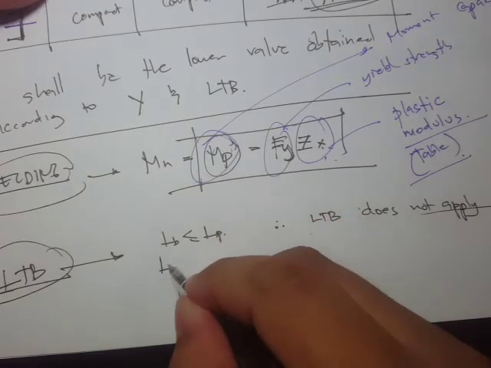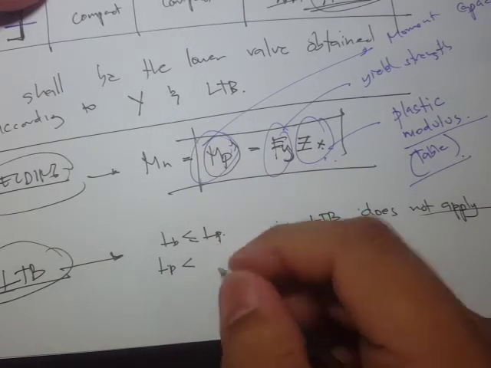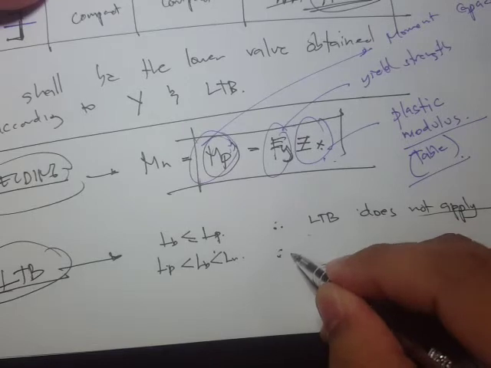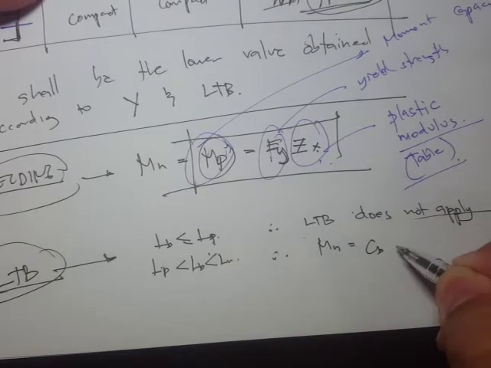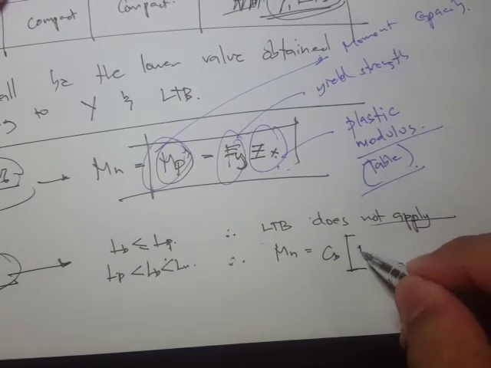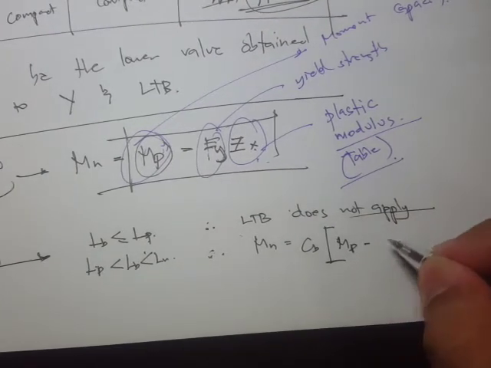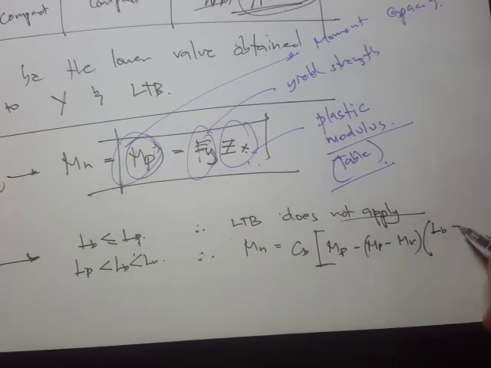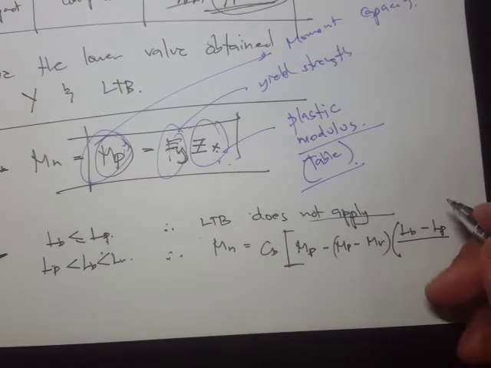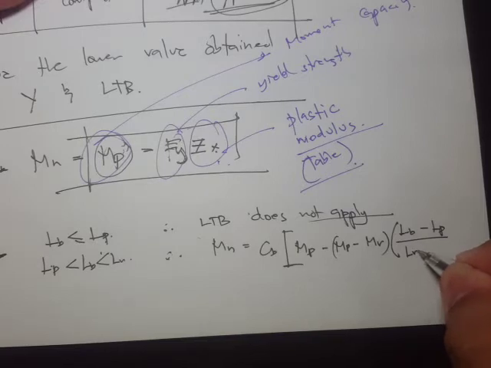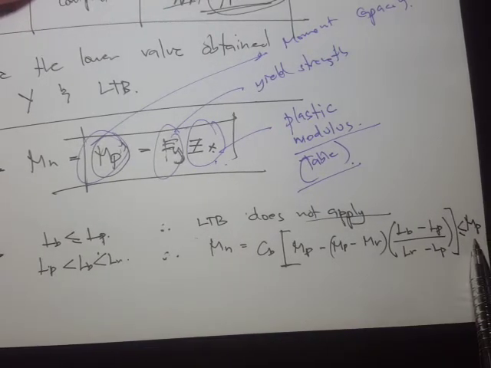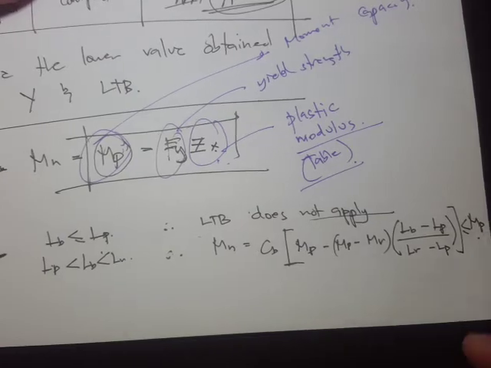But if our unbraced length is within L sub P and L sub R, then our equation is M sub N is equal to C sub B, then we have this lengthy equation, minus M sub P minus M sub R. But I guess the value here, you can just substitute this L sub R minus L sub P, provided that it is less than or equal to the plastic moment capacity.